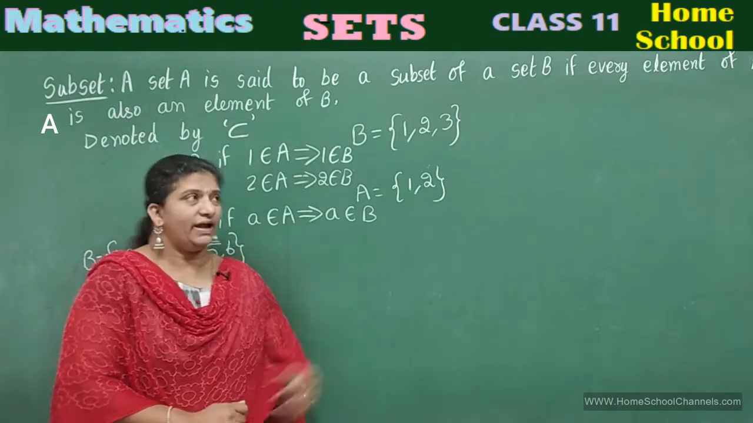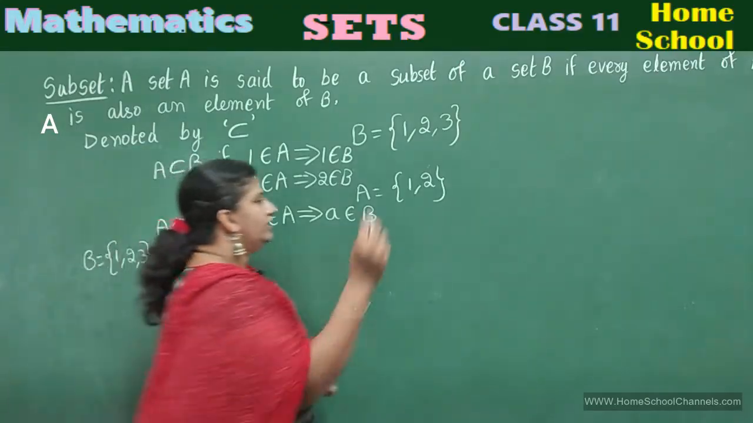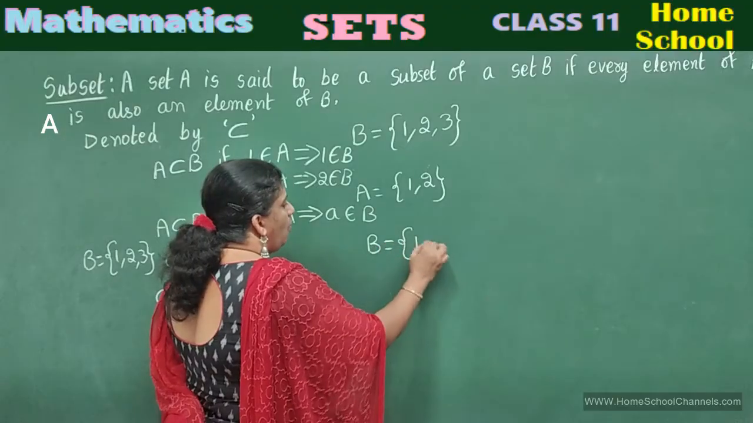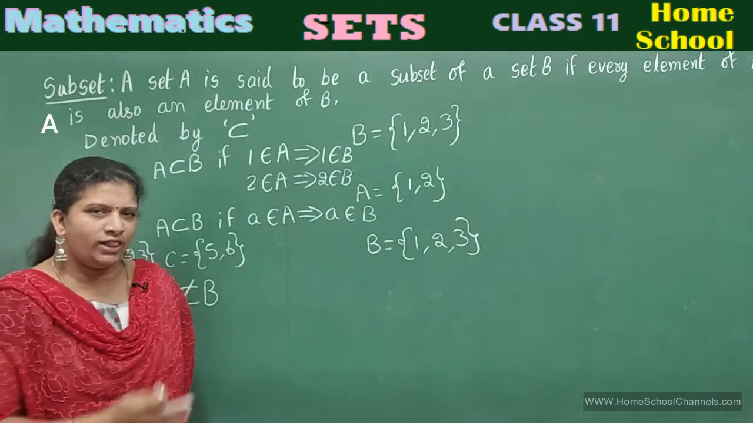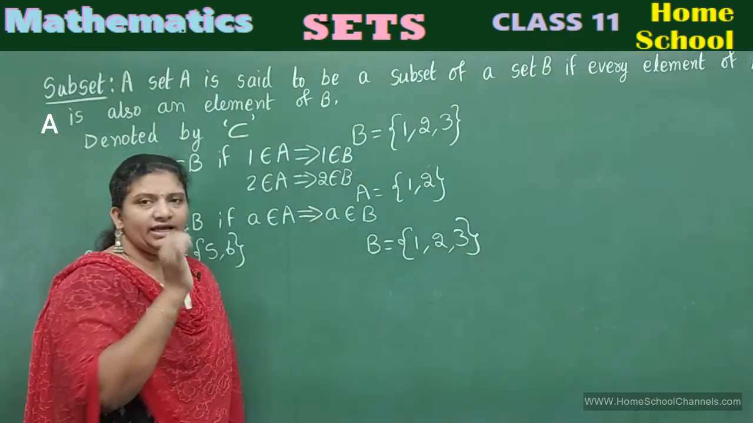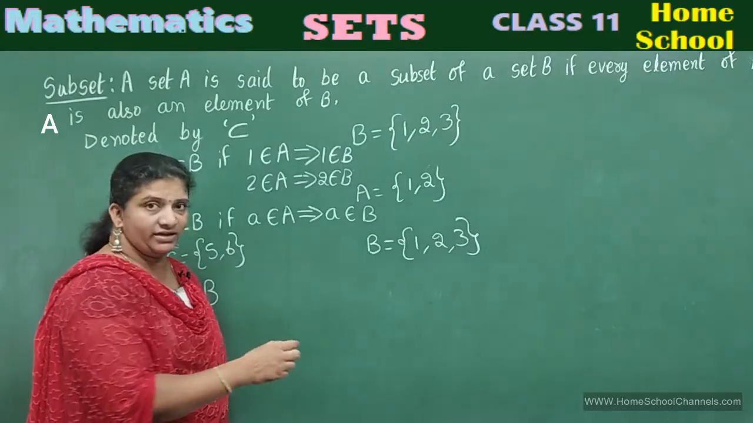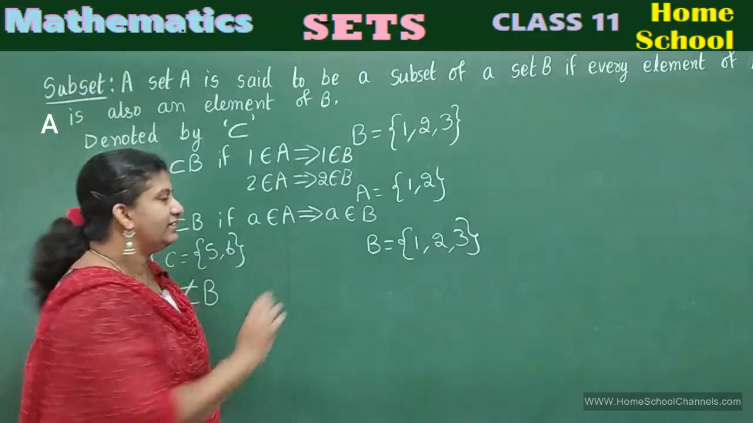Now let's see, by taking this set, how many subsets you can write. Okay, let me write this again. B is equal to {1, 2, 3}. Okay, start writing all the subsets. By taking every element, you can form another subset. And 2 elements, 3 elements, no element also you can form a subset.